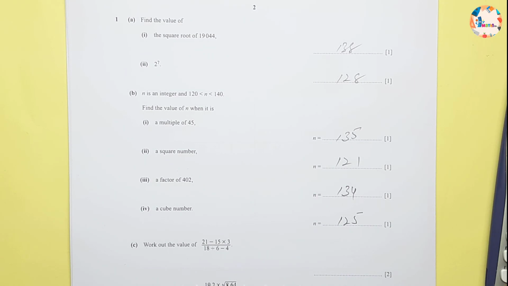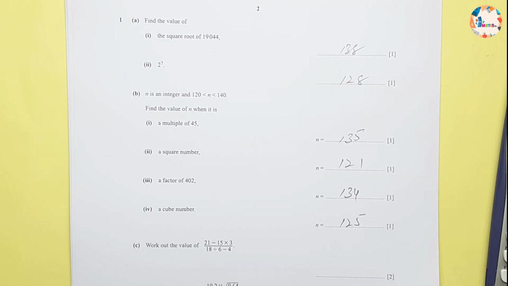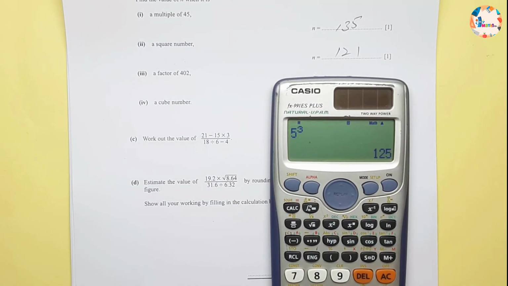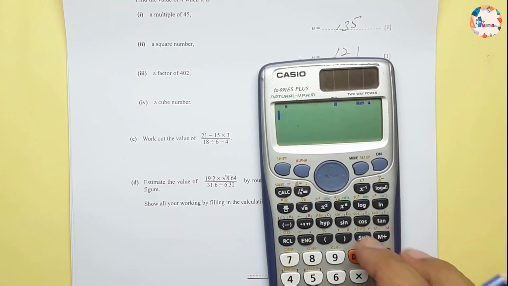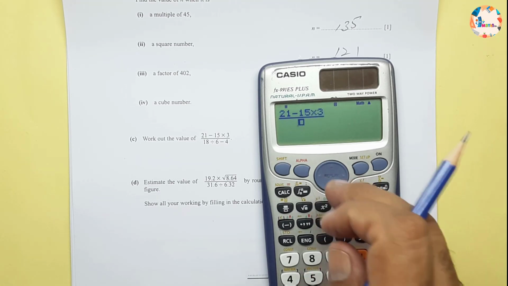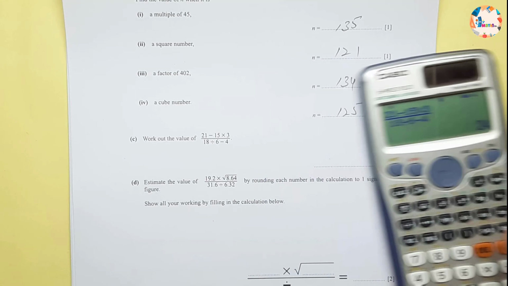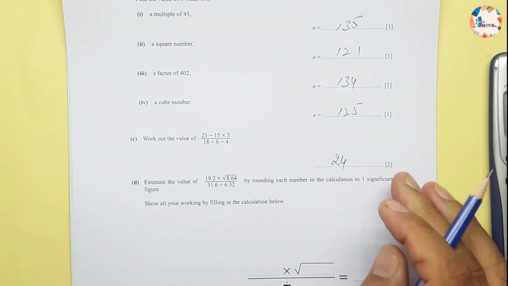Now the C part, work out the values. We have to work out these values and we can write this in the calculator. So this will be 21 divided by, 21 minus 15, multiply by 3 and divided by 18, and division 6 minus 4. This will be equal to 24. This will be our answer.